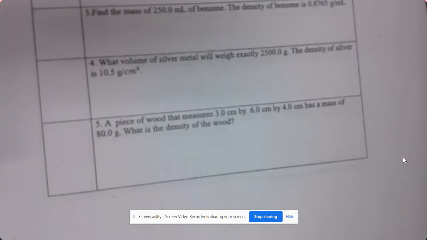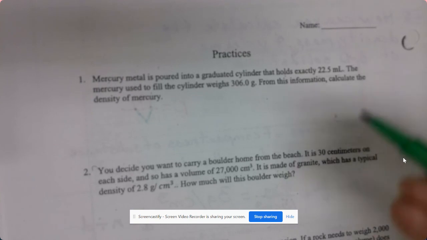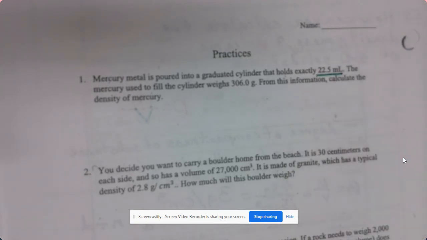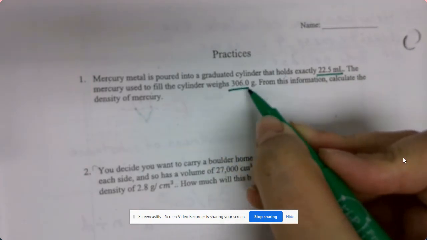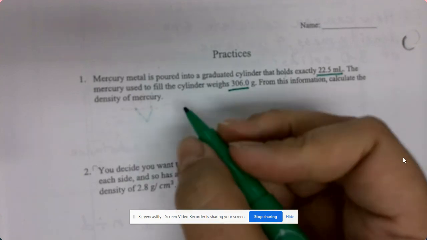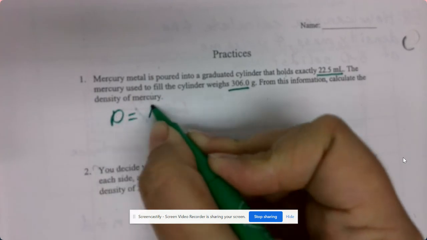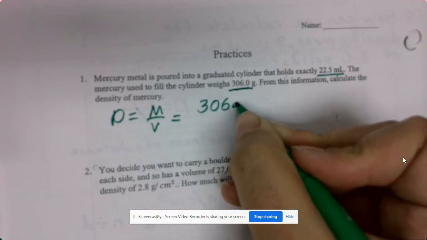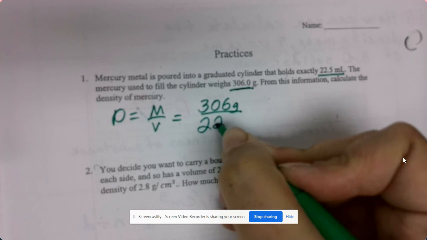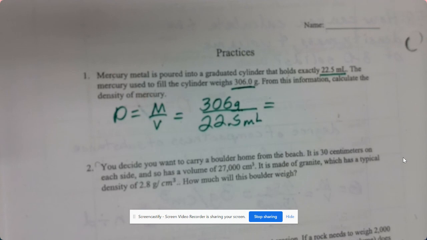All right, so let's look at a couple of problems on the back. Mercury is poured in a graduated cylinder holding exactly 2.5 milliliters. The mercury used to fill the cylinder weighs 306 grams. From this information, calculate the density of mercury. Density is equal to mass divided by volume. Grams is going to be mass. Remember, division is another way to write a fraction, so plug that in the calculator.